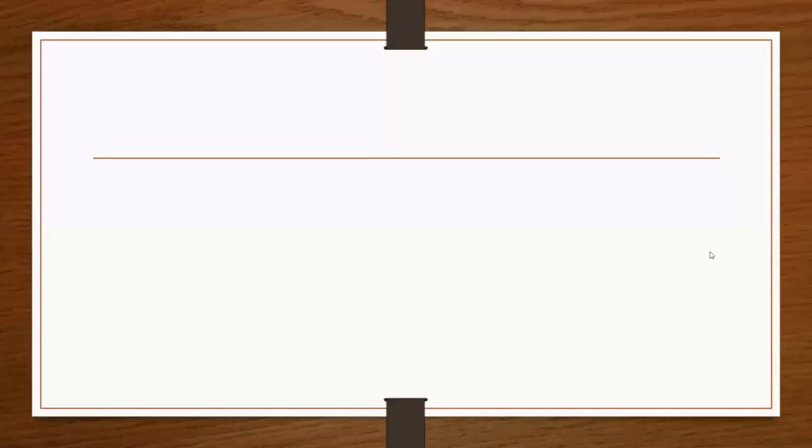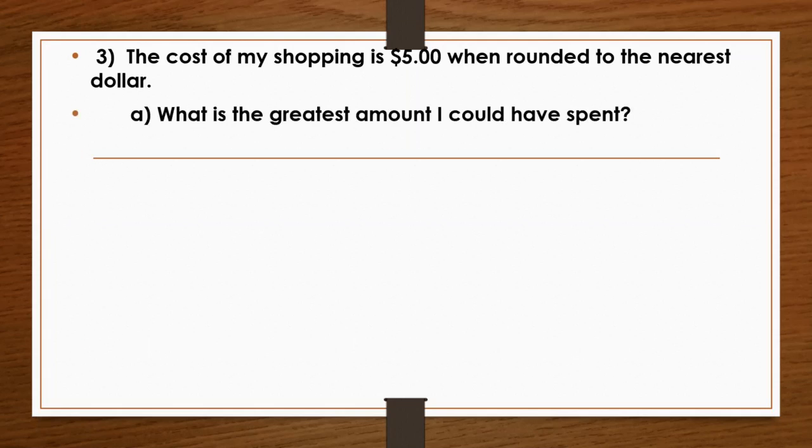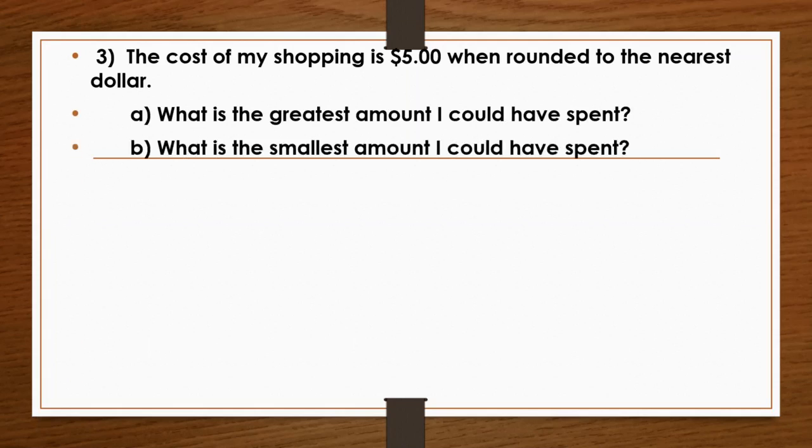So here comes our third question. The cost of my shopping is $5 when rounded to the nearest dollar. A part, what is the greatest amount I could have spent? B part, what is the smallest amount I could have spent?